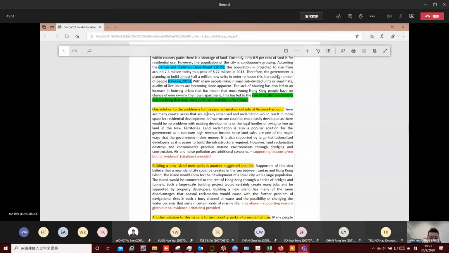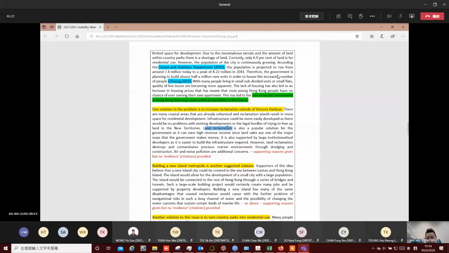There are many coastal areas that are already urbanized, and reclamation would result in more space for residential development. Oh, I see. Yeah, I think this is a strong reason, because Hong Kong is quite well developed. We can hardly look for any empty land, right? So the easiest option for us is to create land. Infrastructure could be more easily developed, as there would be no problems with existing developments or legal hurdles trying to free up land in the New Territories.